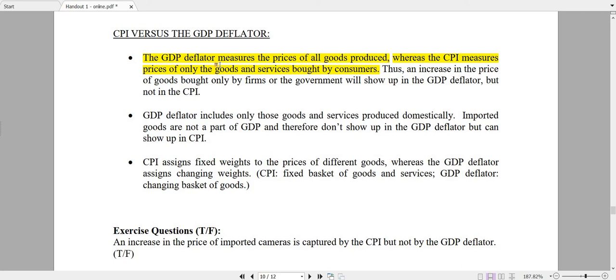So let's suppose that in an economy, military equipment is being produced. Of course, when the price of this military equipment goes up, it will show up in the GDP deflator, but not in the CPI index, because a typical consumer does not consume military equipment, right? Thus, an increase in the price of goods bought only by the firms or the government will show up in the GDP deflator but not in the CPI index. So I hope this point is clear. Let me just repeat it one more time, that the GDP deflator measures prices of all goods and services.